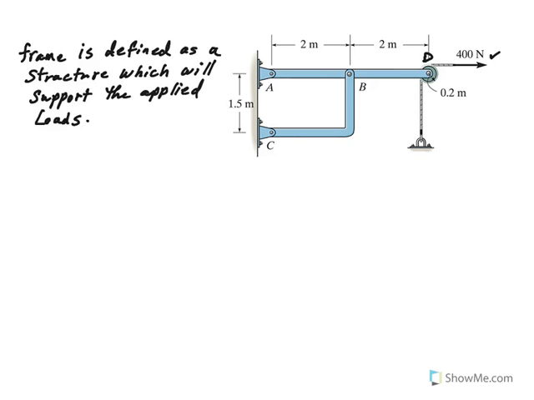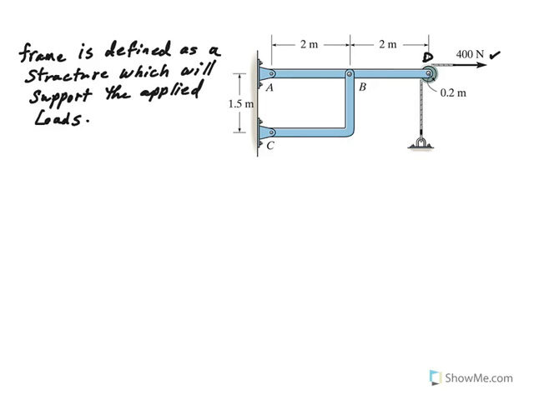So typically when you start to look at a frame problem, you should draw the free body diagram of the entire frame before you take it apart. And then once you do that, you should be able to figure out all the external reactions, or if you cannot find all of them, maybe you can find just one or two of them.